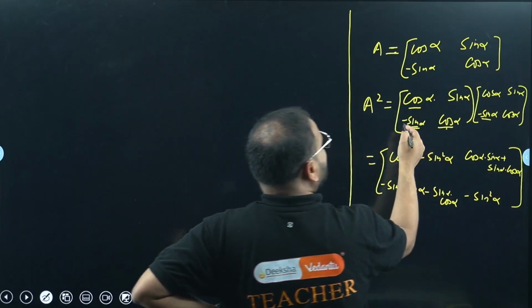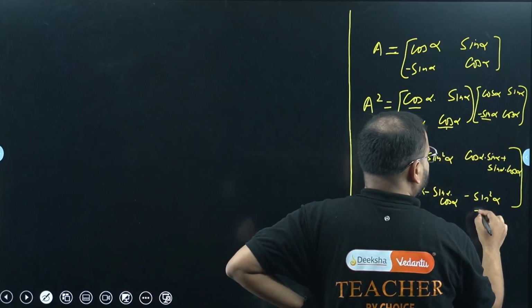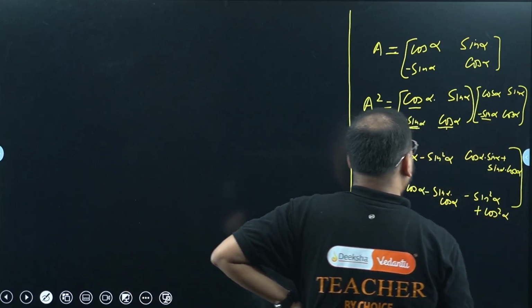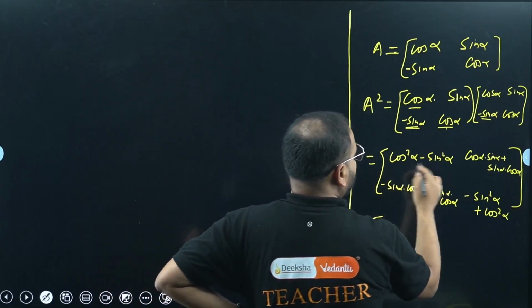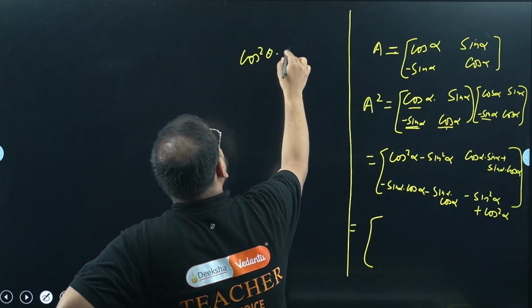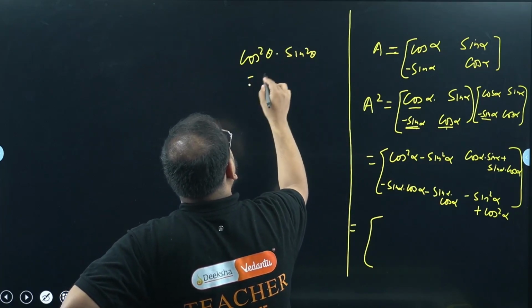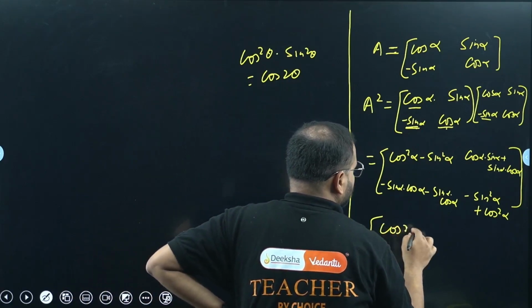The negative sign is here, so minus sin alpha into sin alpha is minus sin square alpha, and cos alpha into cos alpha is plus cos square alpha. This will become what? Cos square theta minus sin square theta. Formula, remember? What is this? Cos 2 theta. So this will be cos 2 alpha.